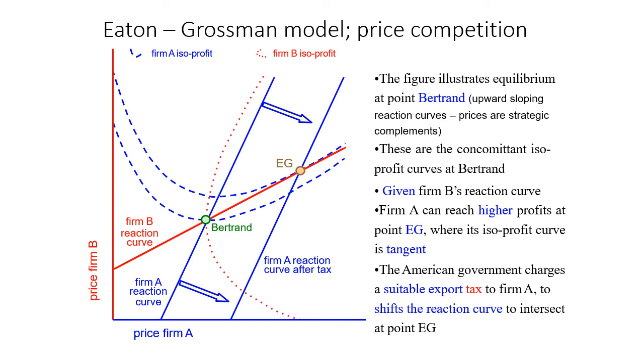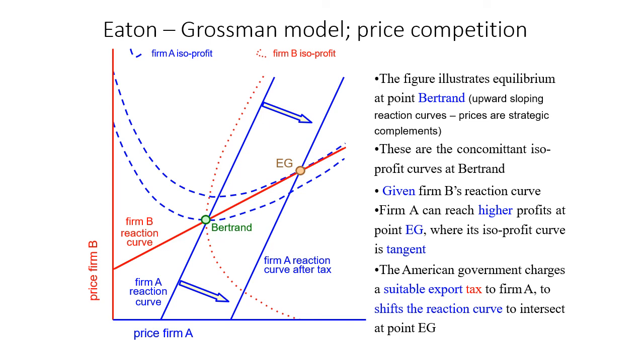The equilibrium position would occur where the two reaction curves intersect. That is the green dot, the Bertrand label dot, and that would then be associated with a certain amount of profit for both firm A and firm B as they intersect at that point, at that point of Bertrand.